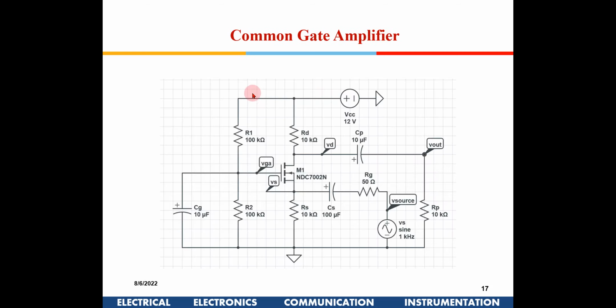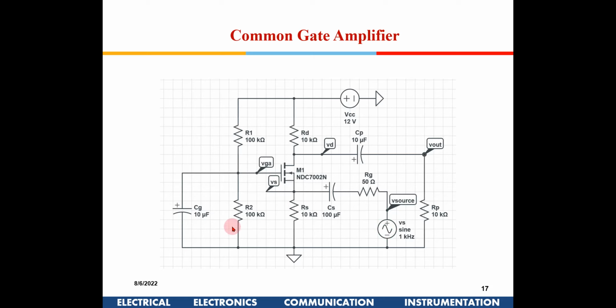So this is known as the common gate amplifier. What is a common gate amplifier? Like we said for common source, the source was common to the input and output. Here the gate is common to the input and output. So you are applying an input signal at the source here.